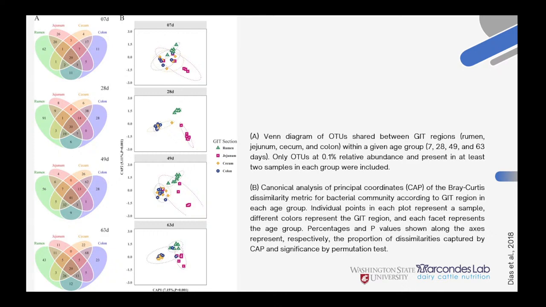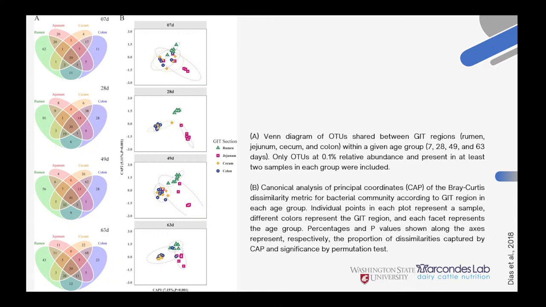Okay, so let me try to guide you through these graphics here. What you see separated here is the jejunum at 7 days. Besides some separation in the jejunum, all the GI tract has more or less the same community. What you see here is rumen, jejunum, cecum, and colon. So you see rumen, small intestine, and two portions of the large intestine, more or less the same community. At 7 days, the animal already got the colostrum, the transition milk, and a couple of days of milk, and there was no shift in the bacterial community. That was very interesting to see.